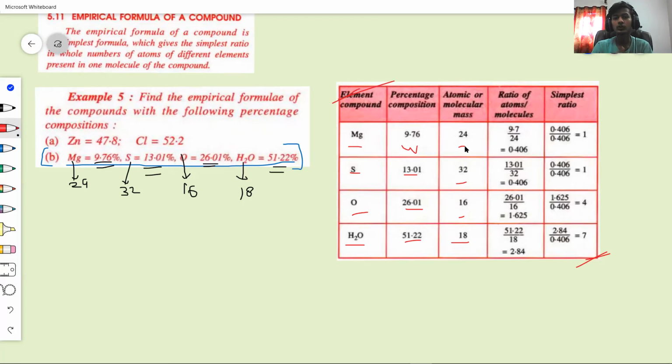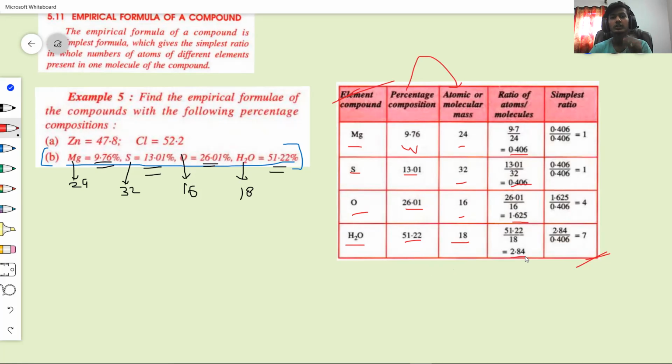What is the ratio? We know that out of the total, 9.7% is magnesium. So what we'll do? 9.7 by 24, the percentage composition by atomic mass. Just remember the method: percentage composition by atomic mass. 13.01 by 32, 26.0 by 16, 51.22 by 80. So like this, we'll get a ratio of 0.406, 0.406, 1.625 and 2.84.